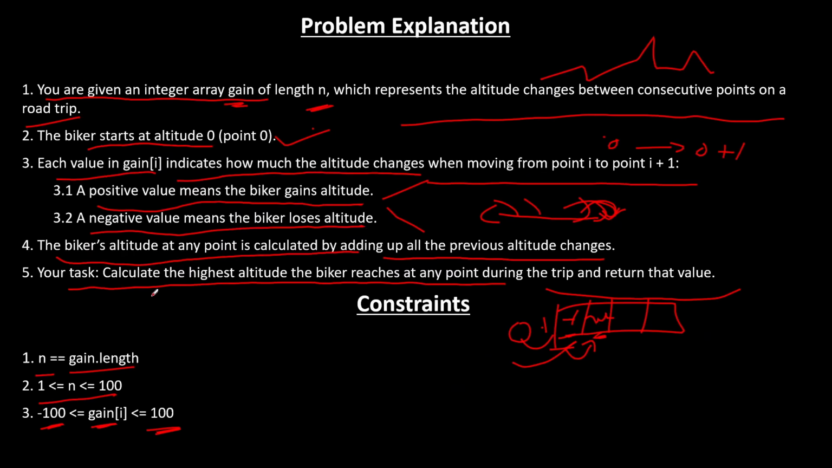So it's written here, right? Calculate the highest altitude the biker reaches at any point during the trip. And also to note that every point is calculated by adding up all the previous altitude changes. Fine. These are the two main points you have to consider. And the third main point is when moving from i to i plus 1, we keep on adding the altitudes. Fine. Keep these 3 points in your mind.